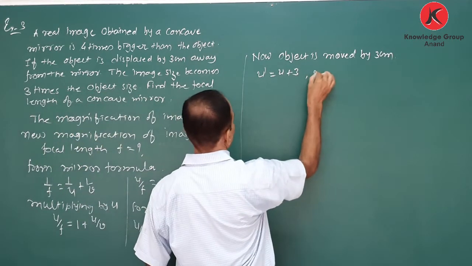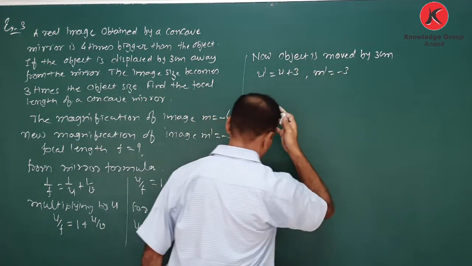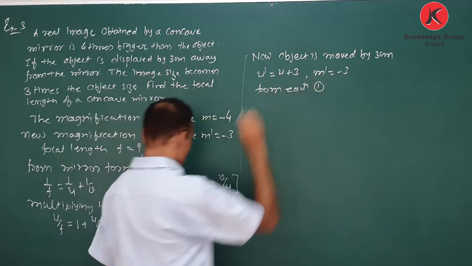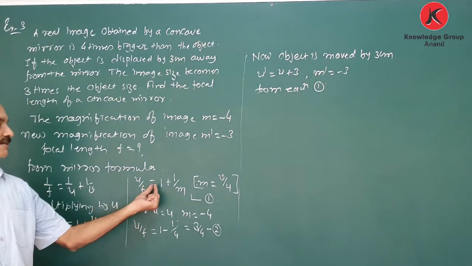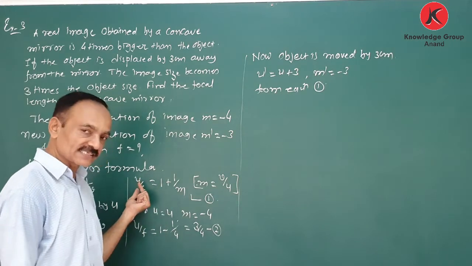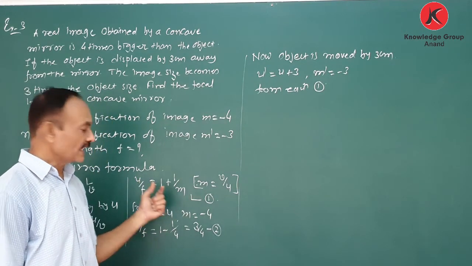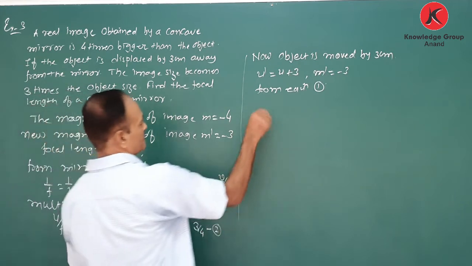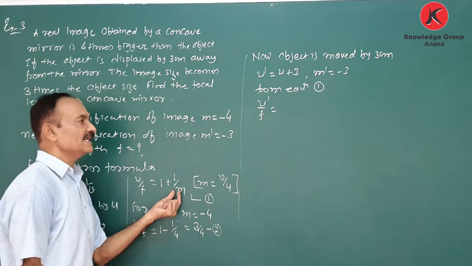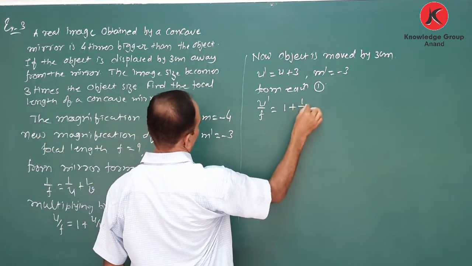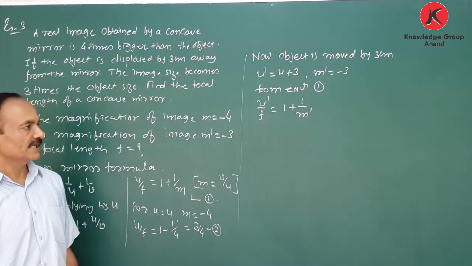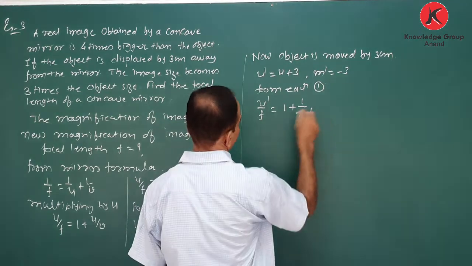The magnification is m dash, equal to minus 3. So from equation 1, u upon f is equal to 1 plus 1 upon m. This equation is 4. If the object distance is u, the magnification is m. Now the object distance is u dash, so u dash upon f, at that time the magnification is m dash, so 1 plus 1 upon m dash. Clear? Now we substitute the value.